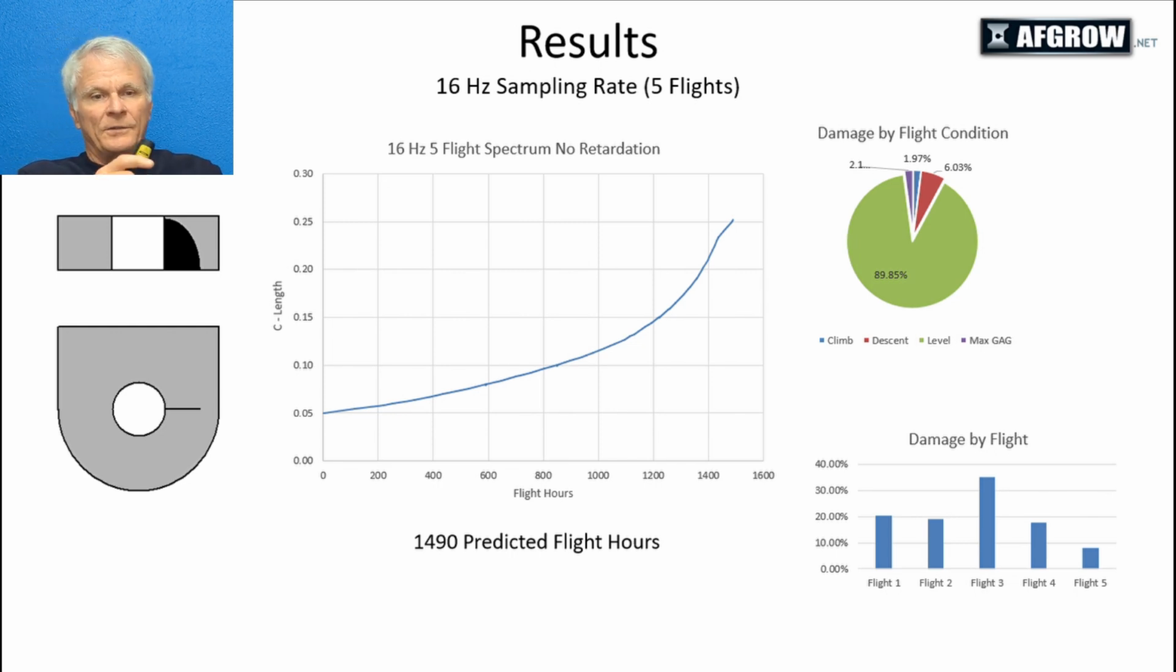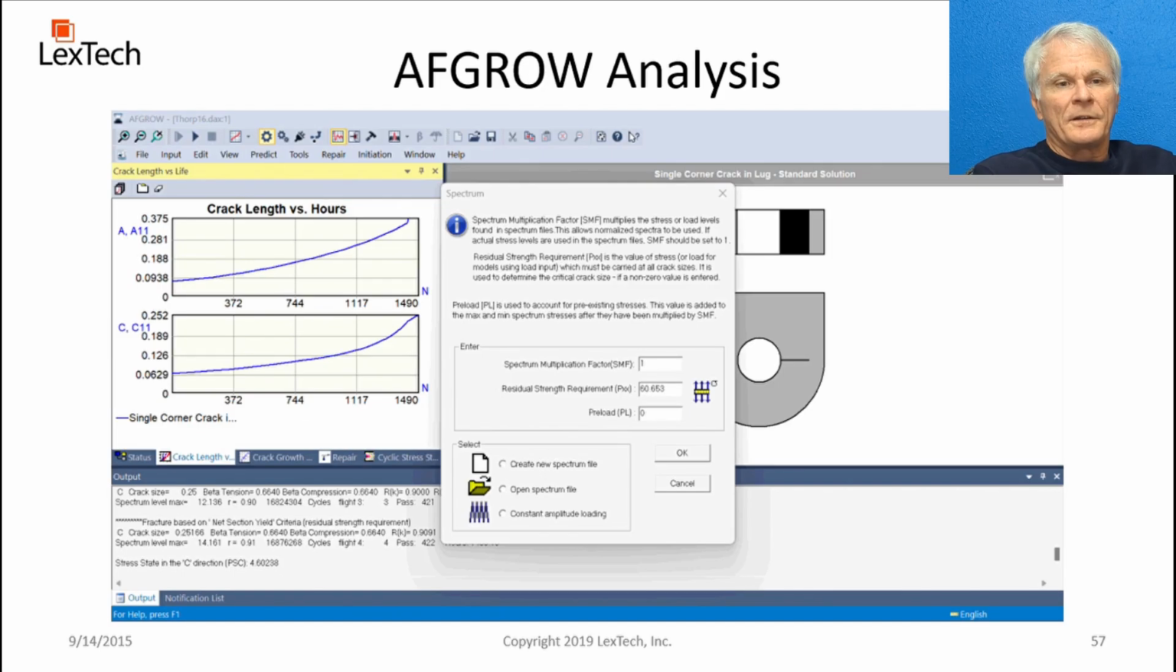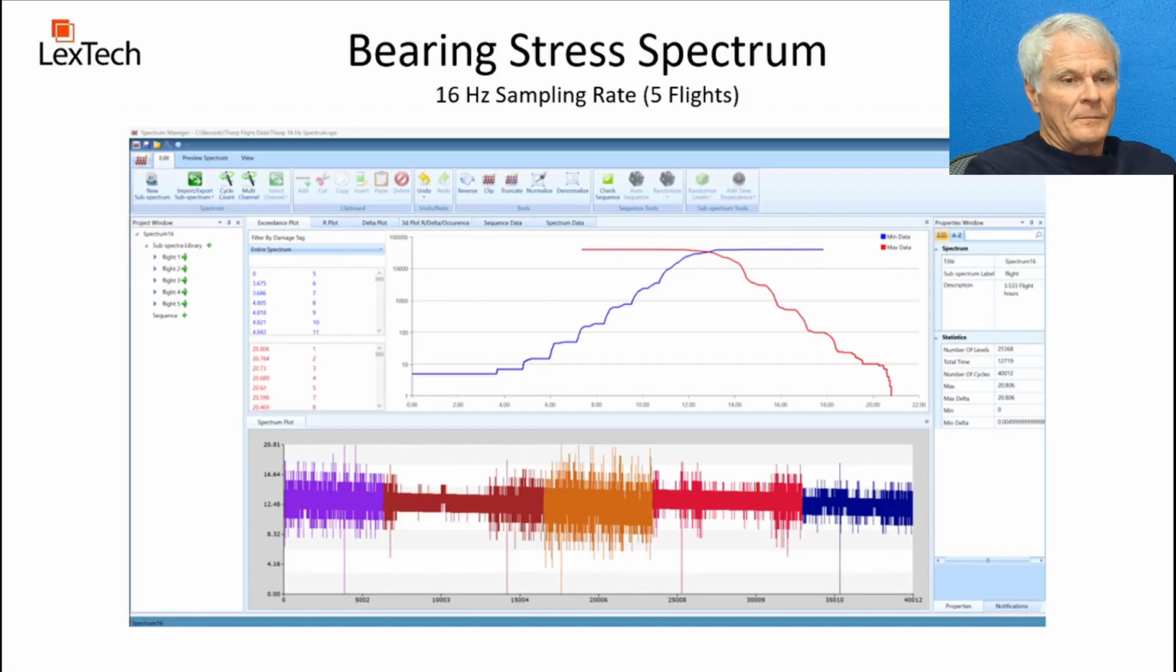And at the bottom right, you see the damage by flight for all 5 flights. The 3rd flight was the most damaging, and that was kind of apparent. When you look here, you can see that 3rd flight looks much more damaging than the other 4.